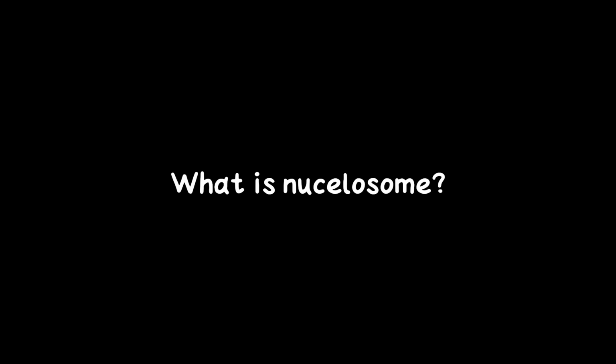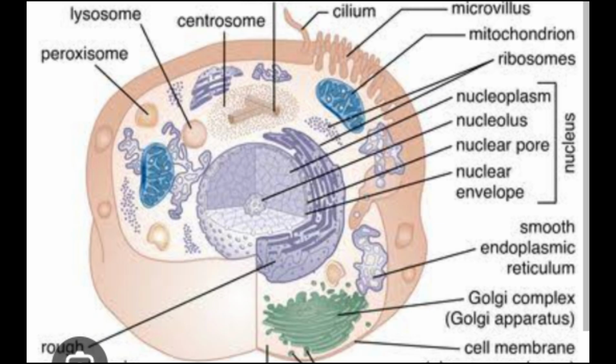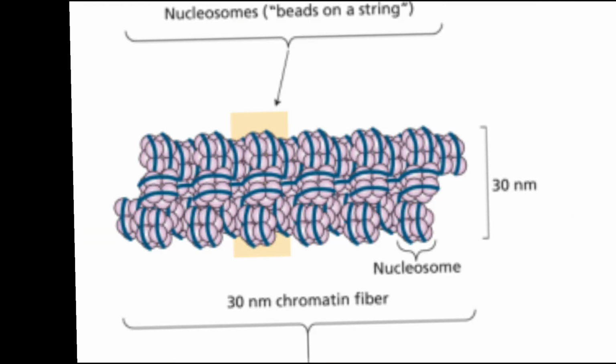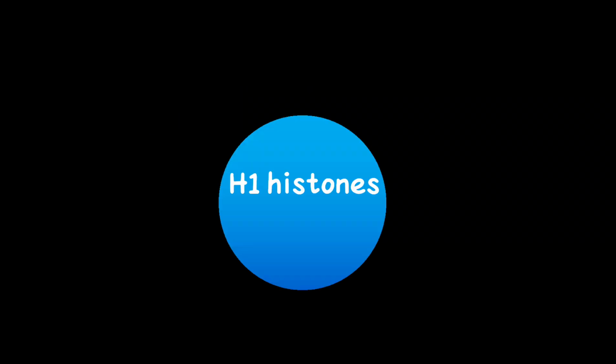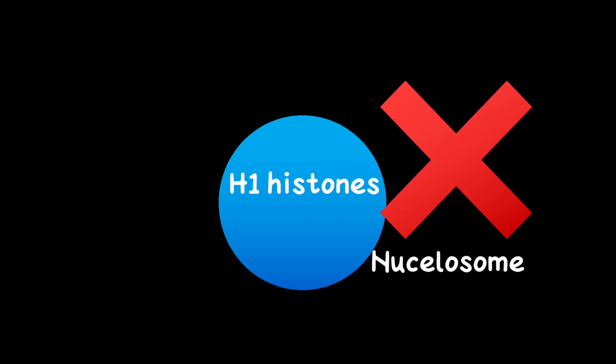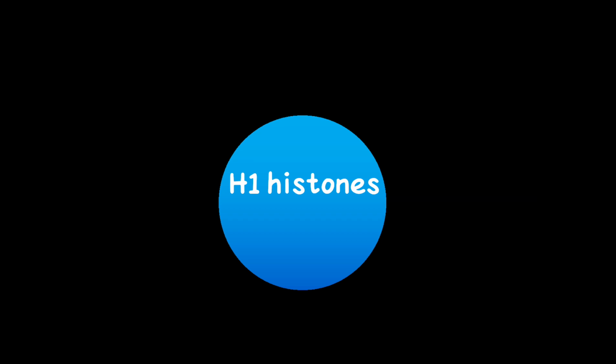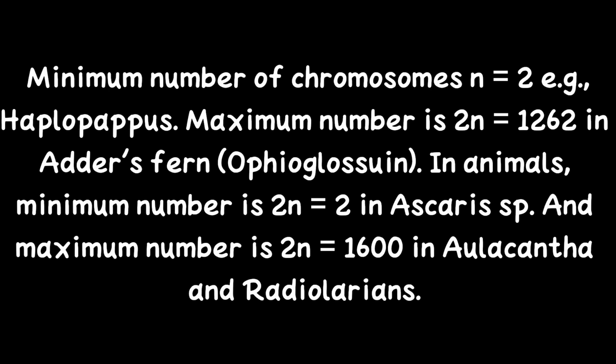A nucleosome is an octamer of histone proteins and has a core of 8 molecules of histone protein, consisting of H2A, H2B, H3 and H4, bound by 1 3/4 turns of DNA having about 166 base pairs. H1 histone does not form the nucleosome. The size of the chromosome varies from 0.5 to 32 micron. The minimum number of chromosomes is n equal to 2.